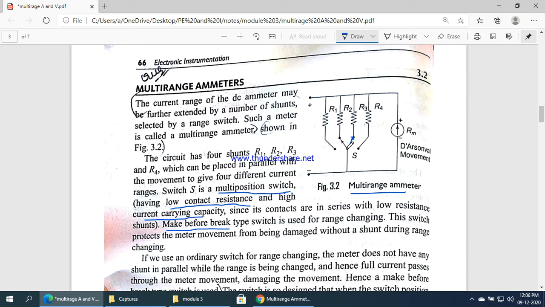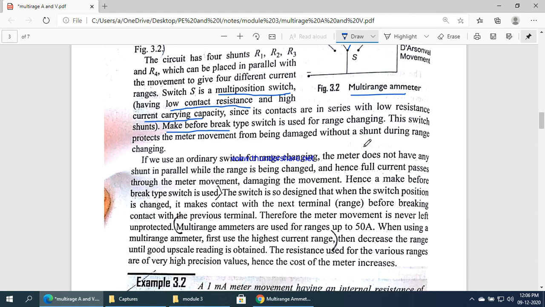So here, in order to use this multi-range ammeter to calculate a current value in a circuit, the multi-range switch is there, no? It has to go from higher value of resistor to a lower value of resistor. So first it has to contact with the higher value of resistor, for example, say R4. So from higher value to lower value it has to select. So that is nothing but a multi-range ammeter.